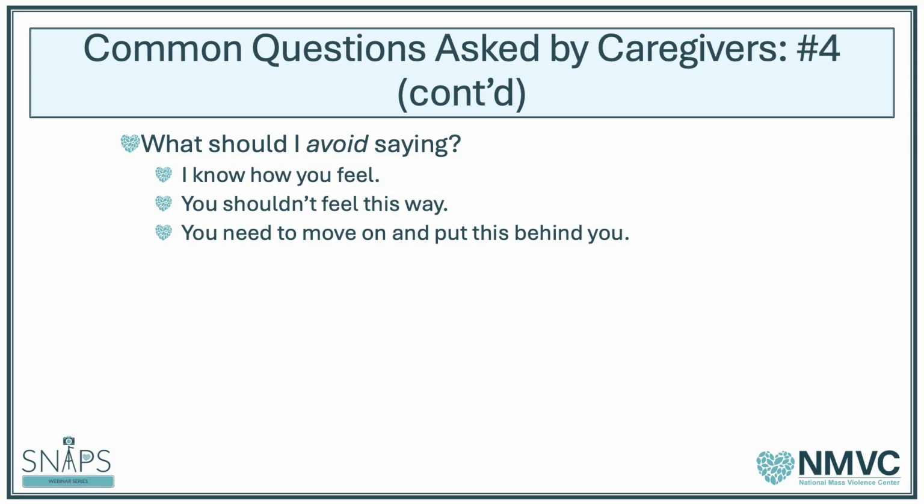Question number 4. In contrast to those types of helpful statements, there are things we should not say to our children. These are examples of statements that caregivers should avoid saying. I know how you feel. No matter how much we love our children, we just can't know exactly how they're feeling. You shouldn't feel this way. Nothing will shut someone down faster than telling them they're feeling the wrong way. You need to move on and put this behind you. This is all also very invalidating and unhelpful.